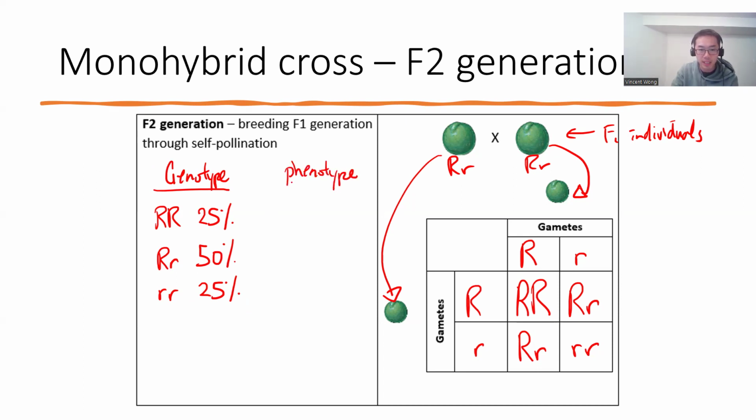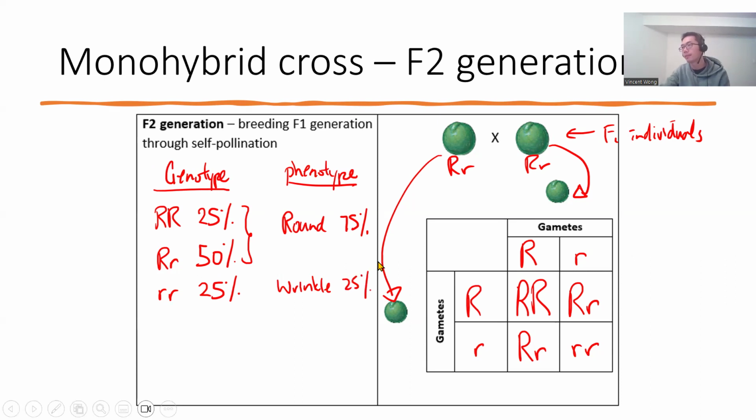But the phenotype percentage is different. What is the shape of the big R, big R? Is it round or wrinkle? Round. Big R, small r is also round. Right? So together, it would be 75% round. Small r, small r is wrinkle, only 25%. Does anybody have any question about this? It's not too difficult, I hope.